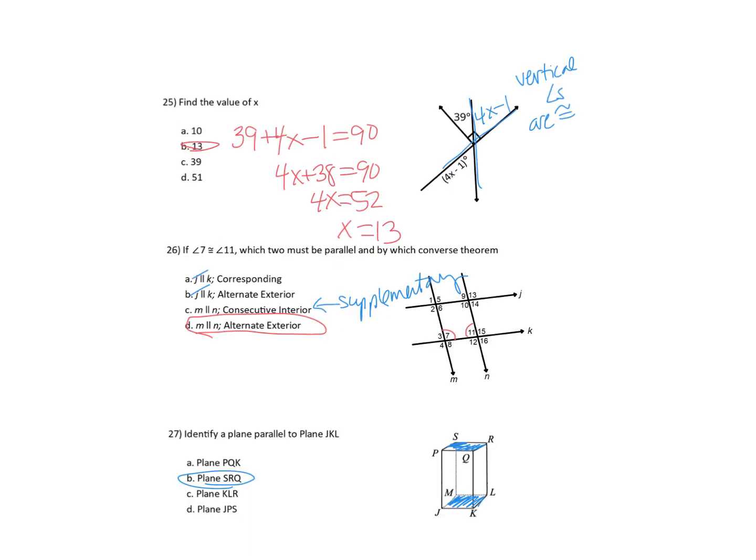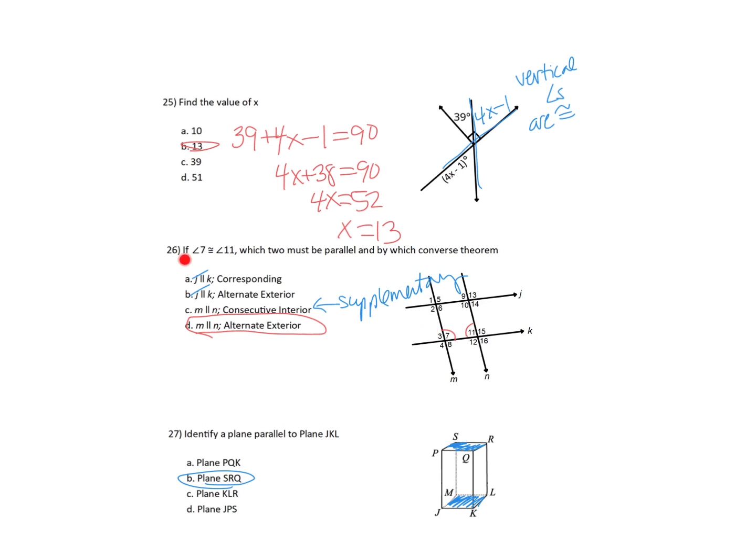All right, last page, 25 is an example of vertical angles. Vertical angles are congruent. So if it's 4x minus 1 down here, it's 4x minus 1 up here. That's important because we have complementary. We have 90 degrees right there. So the 39 plus the 4x minus 1 equals 90, and that's the equation I can use to find x.